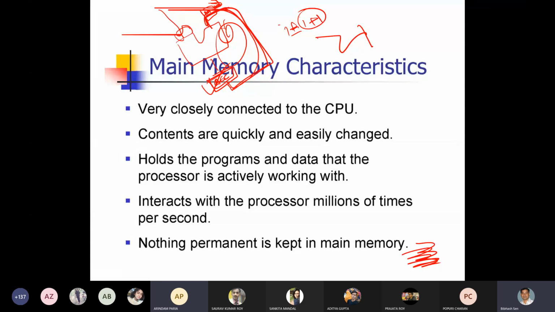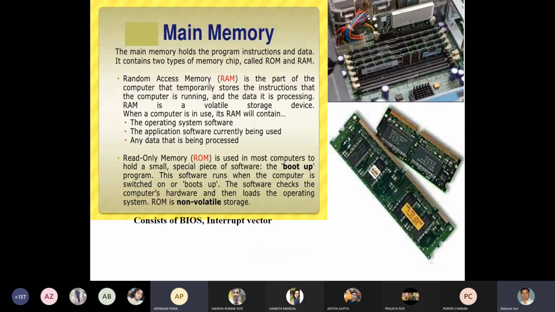So now we are in the main memory zone. It is very closely connected to the CPU, and its contents are quickly and easily changed. It holds the program and data that processes are actively working with. Most of the students ask, when we are writing and executing C programs, where is its presence? Main memory interacts with the processor millions of times per second. Nothing permanent is kept in the main memory, so that's why it's the best example of volatile memory.